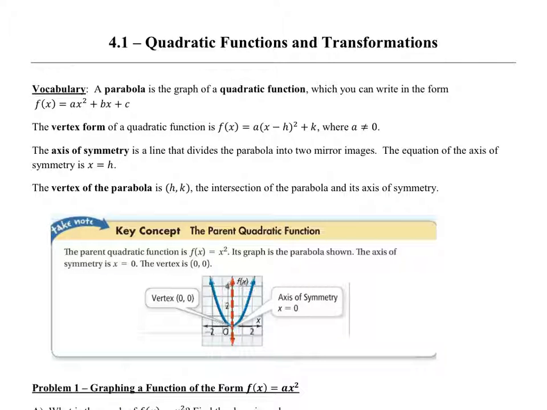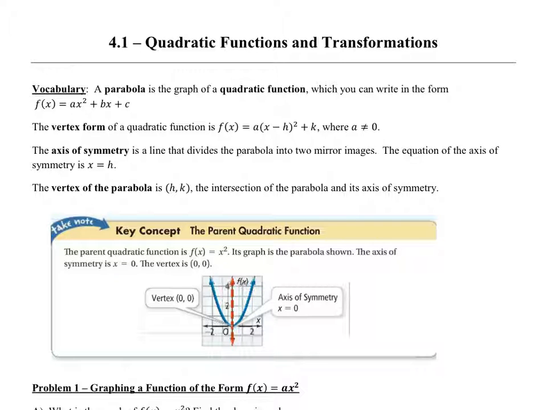Yay! Chapter 4! Starting to do some parabola work. So first, we're talking about quadratic functions. What makes it a quadratic function is that it has an x squared in the problem. Now when I graph this, it creates a graph that's called a parabola. And the shape of the parabola is a U, like this. Not a V, a U.